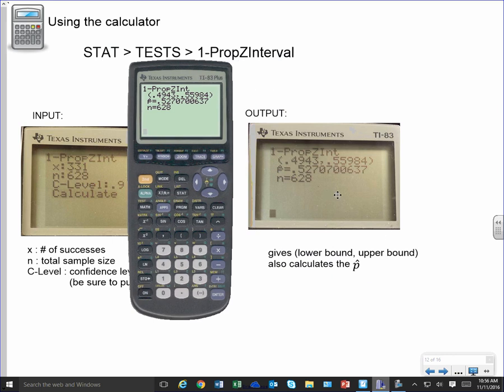Okay, and so here's your output. It gives you the lower bound and the upper bound. So this is we think p is between 0.4943 and 0.55984. It also goes ahead and calculates your p hat for you if you needed that. And then it tells you again what your sample size is, so you can double check and make sure you typed all that in correctly. Okay, so you just go to Stat, Test, and then go all the way down to 1 proportion Z interval for this one.